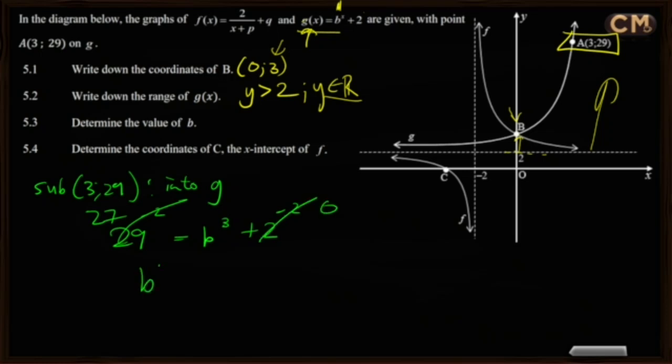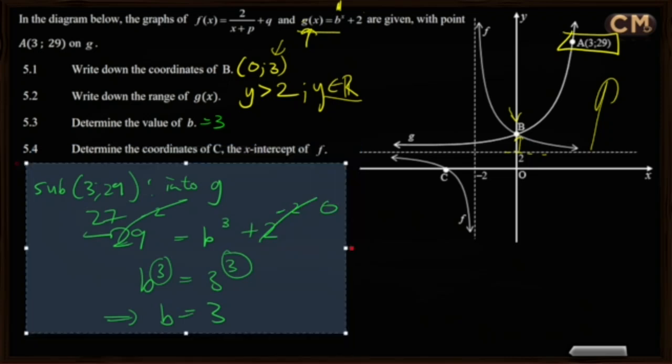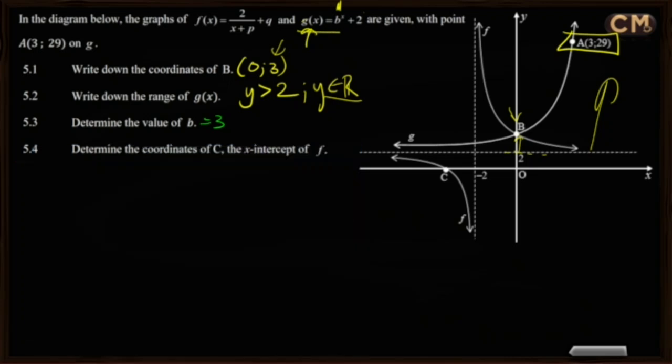So b cubed is equal to, well, 27 is nothing other than 3 cubed. And based on that, because the exponents are the same, we can say thusly b is equal to 3. So b is equal to 3.